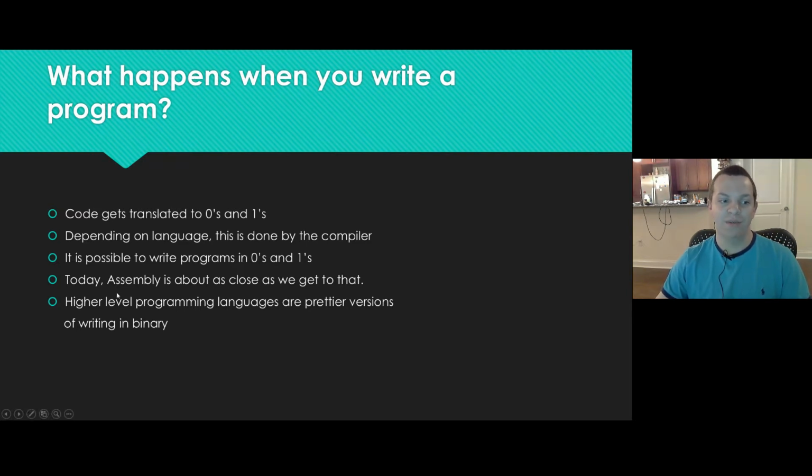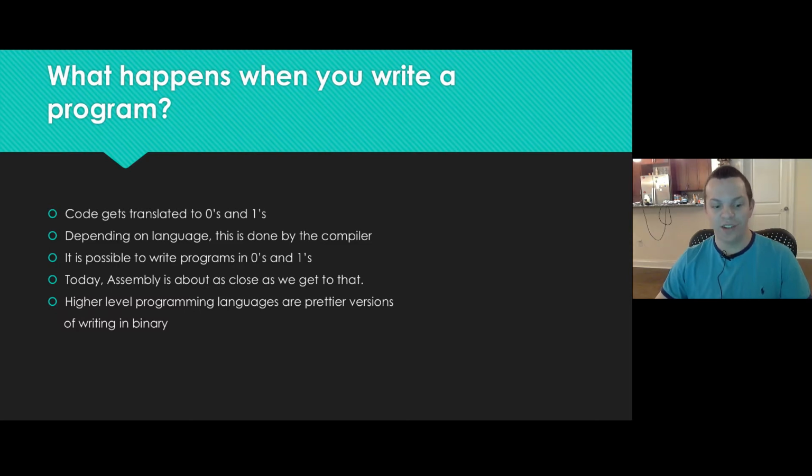So assembly is about as close as we can get to writing in pure zeros and ones, and it has just the basic instructions that are used in programming, represented through very short lines. I'll probably show you an example later, but you should know that assembly is about as close as we can get to writing programs in pure binary, and higher level programming languages are just prettier versions of writing in binary.